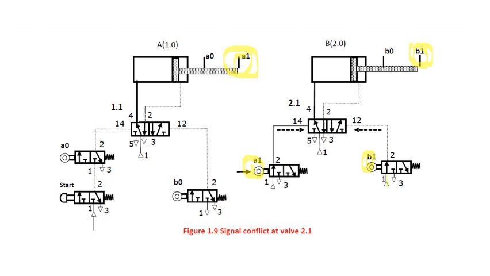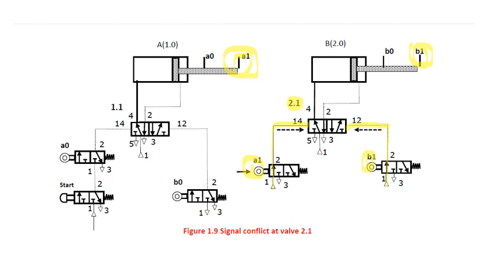So what will happen? The signal from B1 is given to memory valve 2.1 and the signal from A1 is given to memory valve 1.1. So this memory valve 2.1 is getting signals from both sides at a time. So here also the signal conflict comes into the picture. When you have a signal conflict, it is difficult to switch over from the initial position to the next position.